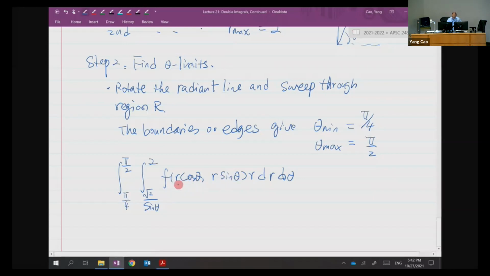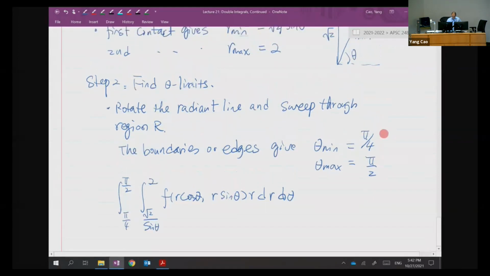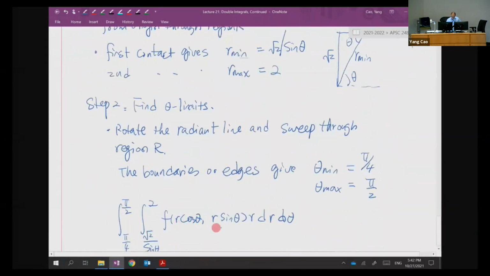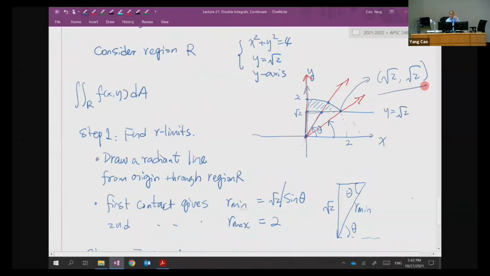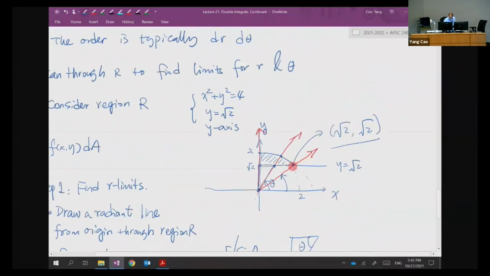Over here? You mean how I substitute the x and y over here? Oh, how I found this one here. Oh, okay. Right, yeah. So the point we're looking at is the intersection between this line and this circle.